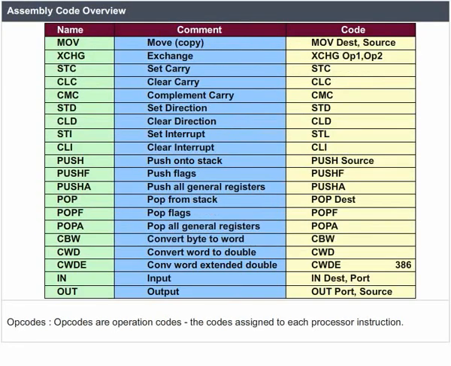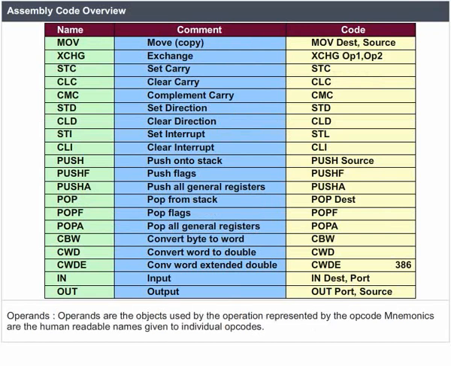Assembly code overview. Opcodes are operation codes, the codes assigned to each processor instruction. Operands are the objects used by the operation represented by the opcode. Mnemonics are the human-readable names given to individual opcodes.